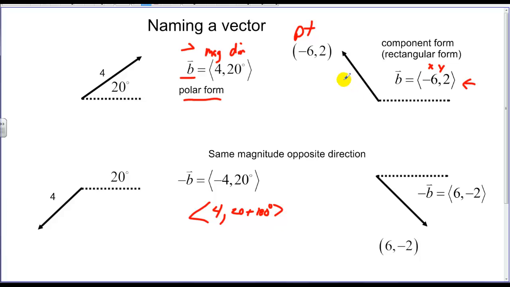Now if I want to move the vector -6, 2, then all I really have to do is once again put a negative in front of the vector b. But in this case, since each is a coordinate point, I just go the opposite direction of each one of those coordinates. So -6 becomes +6, +2 becomes -2.